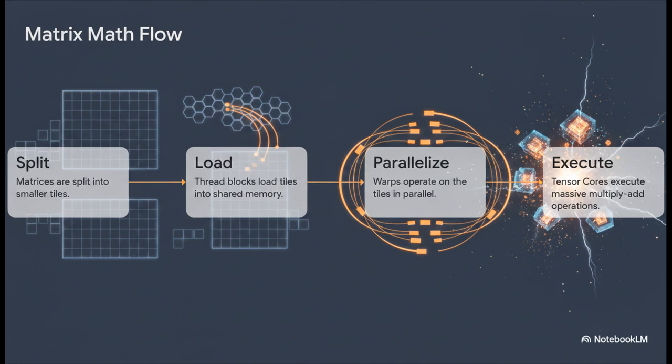So when you're training an AI, you are basically flowing through these 4 precise steps. First, you slice huge matrix multiplications into smaller, manageable tiles. Next, you load those tiles into the GPU's shared memory. Then, you parallelize the work as groups of threads, which we call warps, operate on those tiles, constantly feeding the data into those specialized tensor cores to churn through massive multiply-add operations at lightning speed.